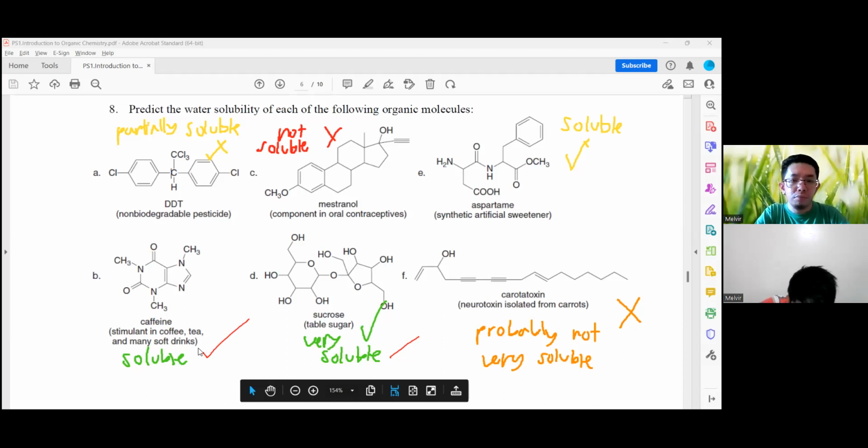Pero yung mga N po. Good. So, yung mga N, kung may mga N ka, may N site. Actually, isa nga lang yung N sa N site mo.